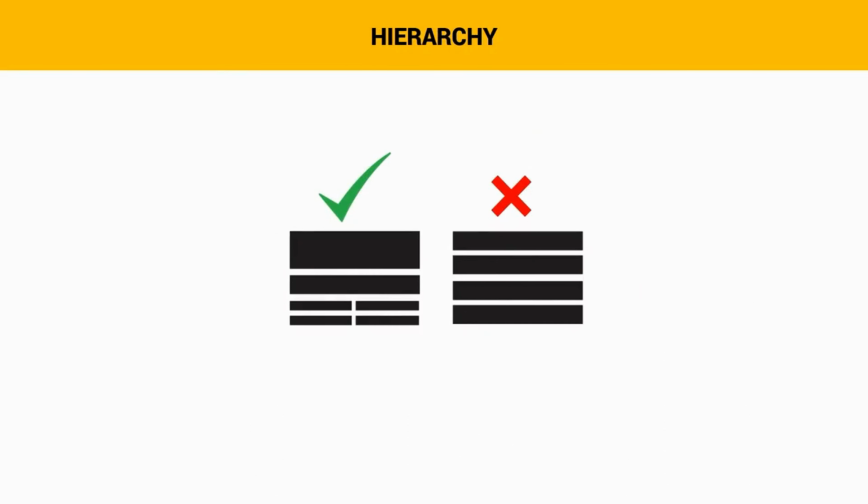2. Hierarchy. Hierarchy is a visual technique that can help the viewer navigate your work. It shows them where to begin and where to go next, using different levels.